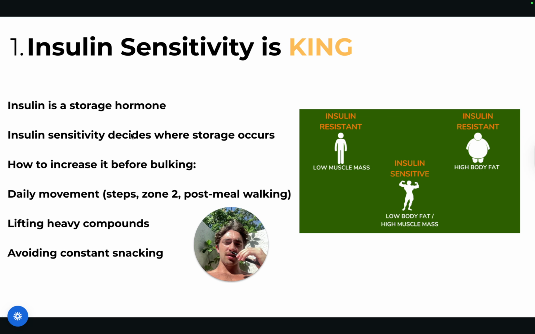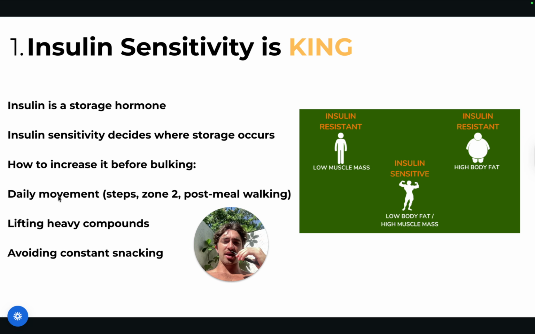The more sensitive you are to the hormone insulin, the less insulin you need to produce to get the same result. And if your muscles are more insulin sensitive, then they're going to prefer to store more nutrients than your fat cells. So how to increase it when you're bulking?